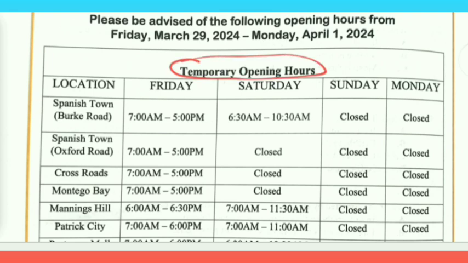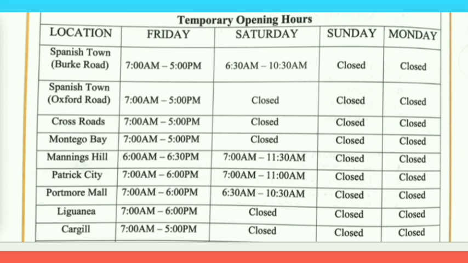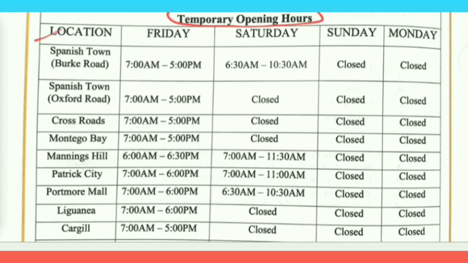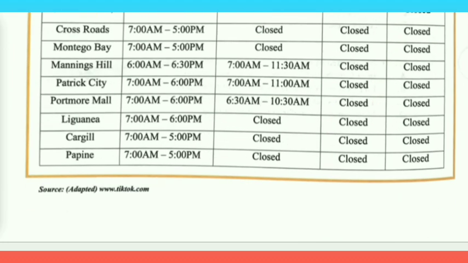All right, temporary. It says the locations are over this side. Then you have the day, which is Friday, Saturday, Sunday, Monday, because those are the days for these temporary opening hours. And then as the location, you can see the difference. On Friday, you'll see the times. On Saturday, what time. And you see that they're closed on Sunday and Monday. All right, no opening, and they're also closed sometime on Saturday. So let's see where we go.